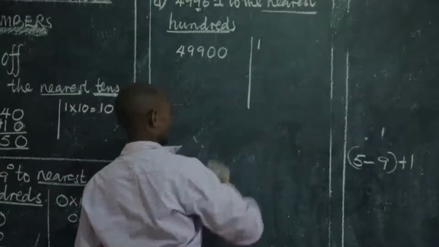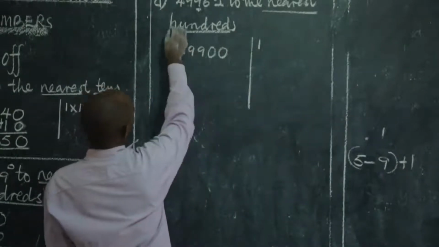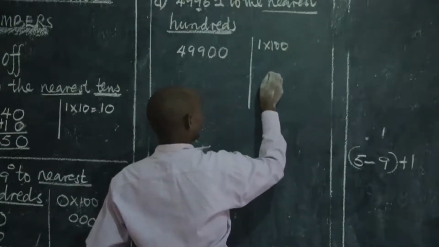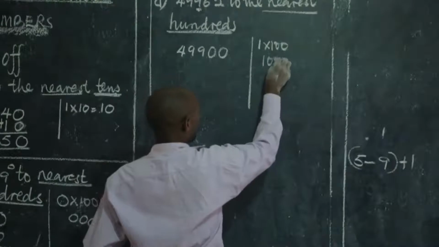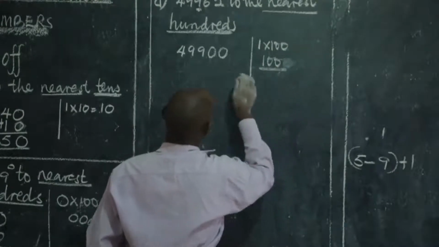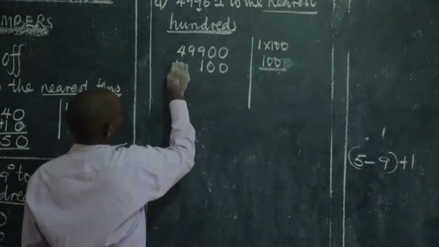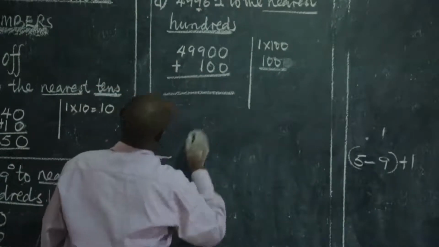So we shall have 1, okay? Then we multiply it by the required place value, which is 100. And this one will give you 100. Come and add this 100 on the number here. Then we add. So what do we get here?